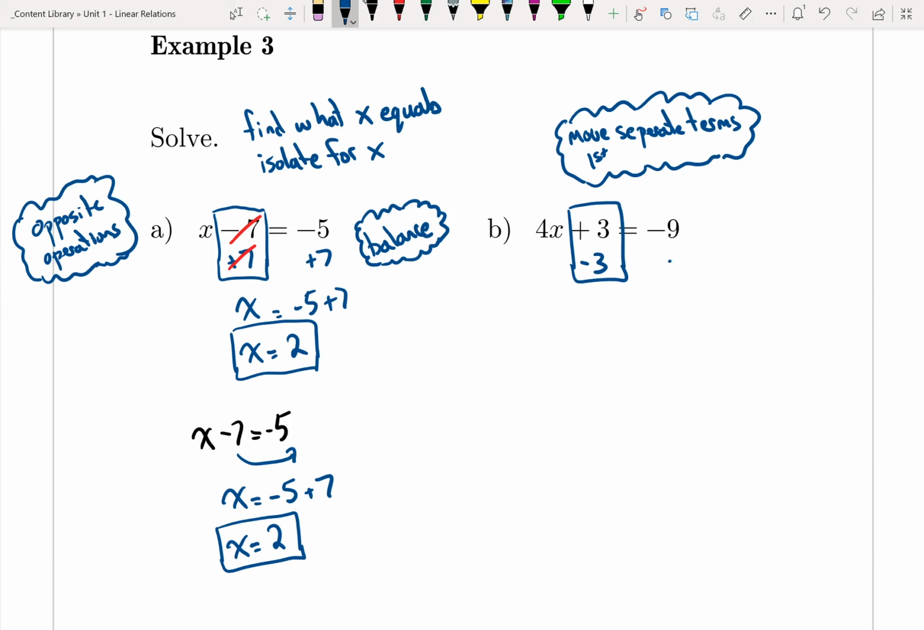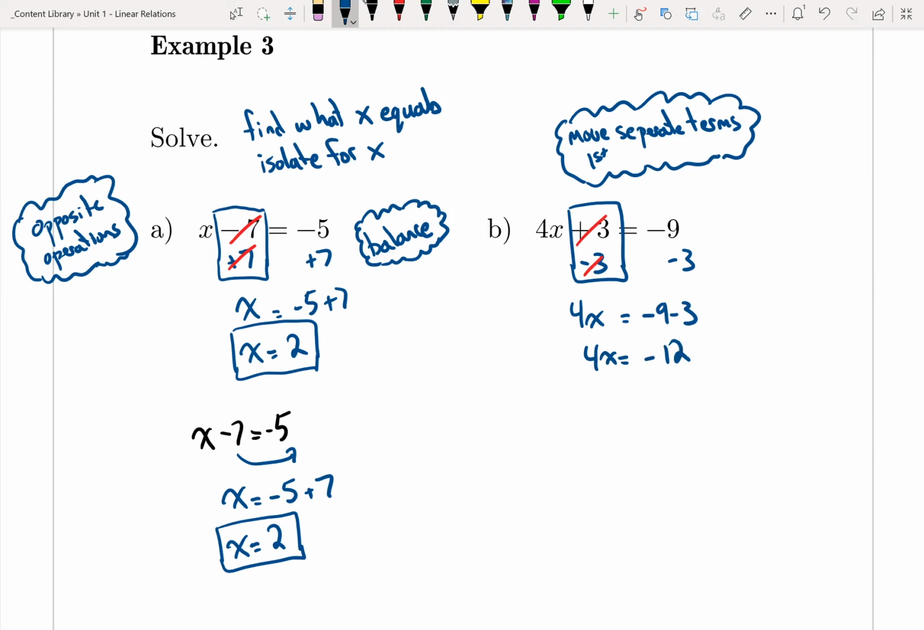To keep things balanced, I have to do the same thing to the other side. On the one side, it gets canceled out. I'm left with 4x equals negative 9 minus 3. So 4x equals negative 12.